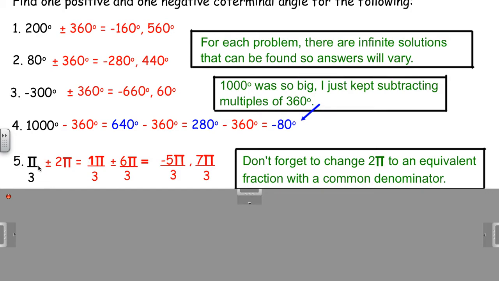So let's go and look. I'm doing pi over 3. I want to add 360, but that 360 is really 2 pi. So I've got pi over 3. There's a 1 in front of it. Now, if my denominator is 3, I have to change the 2 pi to 3's because I need to have the same denominator. The easiest way to do this is just 2 times 3. So 2 pi times 3 gives me 6 pi. So now when I do 1 pi minus 6 pi, I get negative 5 pi. I do 1 pi plus 6 pi, I get 7 pi. So my negative angle is negative 5 pi over 3. My positive angle is 7 pi over 3.